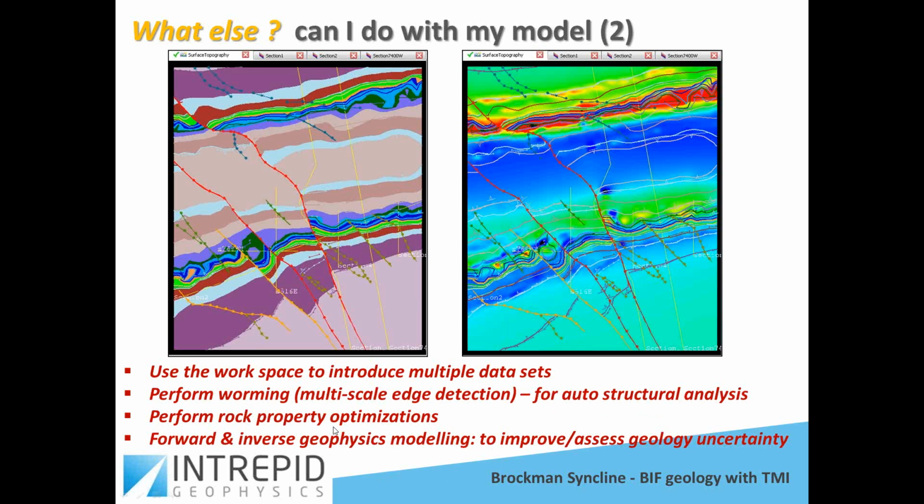And I didn't mention that property optimization is also another feature of GeoModeller, so that if you didn't have a lot of observations of density or magnetic susceptibility, you can begin to do some solving of those types of values. So at this point I'd like to say we'll move on to the demonstration, and let's see how we go from there.